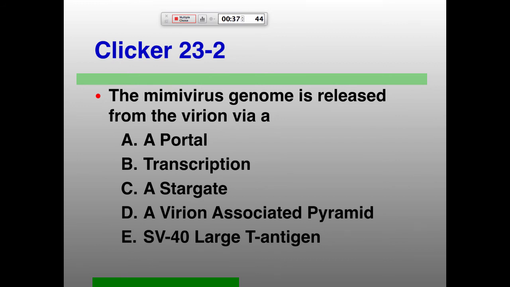Why do you have all of these fibers? Probably the reason that all of these fibers are here is to fool the poor amoeba into thinking that you're food. So how do amoeba eat? They eat by phagocytosis, go around and grab things, and then figure they will be able to break it down. Well, what happens in this case, instead of being broken down, now the genome of this virus is released into the amoeba, and the amoeba is toast, I guess, one way of looking at it. So how does the genome get released?